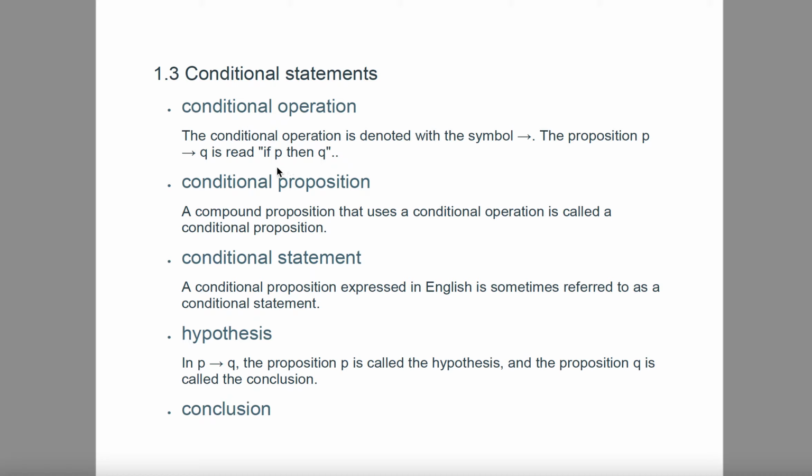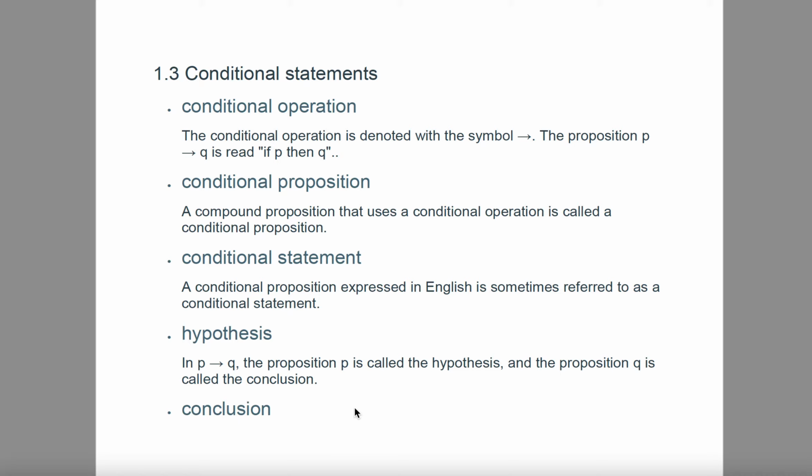We've actually seen a few of these earlier, so this is going to be more like a revision plus a couple of new concepts. A conditional proposition is a conditional operation which gets used in a proposition. It's a compound proposition which has a conditional operation in it. A conditional statement, in English language explicitly, is basically a conditional proposition. So long as you speak it, for example, if I say something, then it becomes a conditional statement.